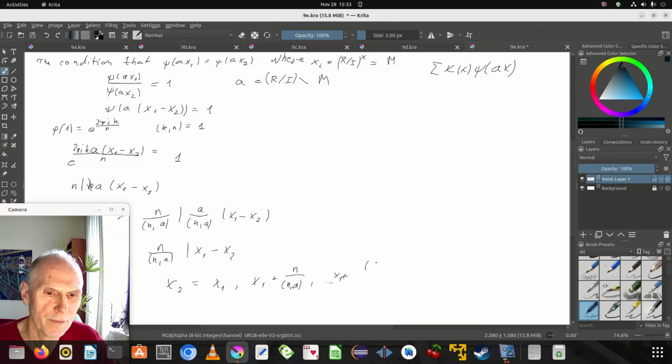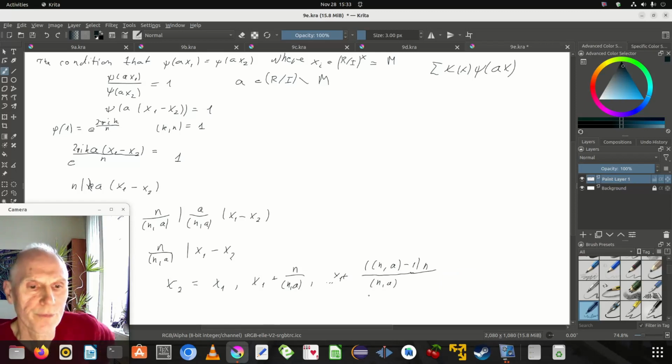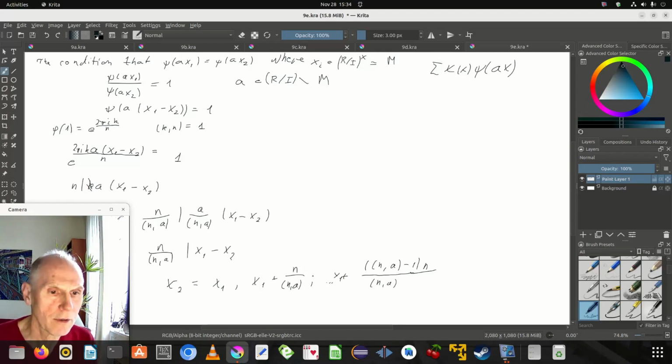Well, that must be the common divisor. Oops. The common divisor minus 1 times n. Yeah, I'll just do it like this. And that times, it's x1 times 1 plus this, and x1 times 1 plus this, etc.